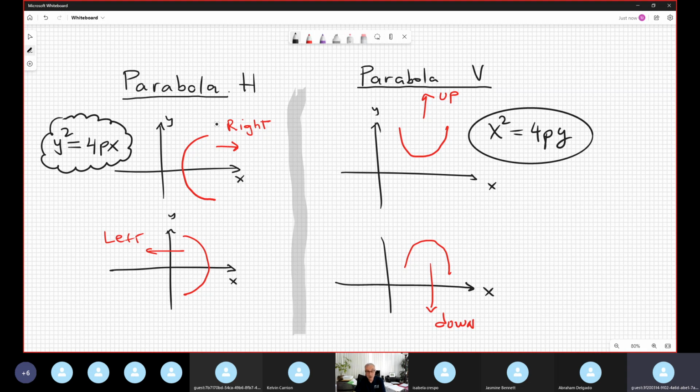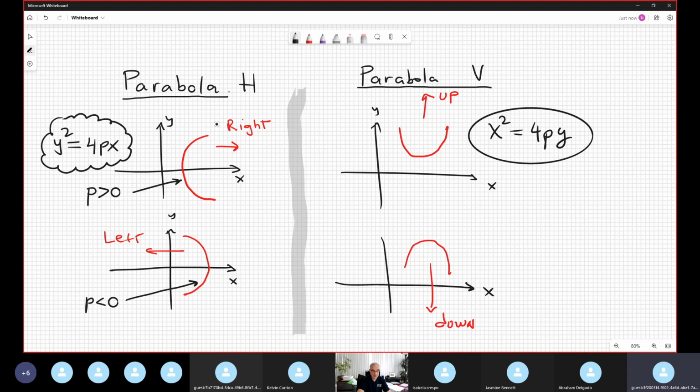How do you know in what direction it opens? Well, it opens in the direction defined by the parameter p. In the parabola, we have no a, b, c, only a p, only one. If p is a positive number, it is this kind. If p is negative, it is this kind. So you detect it: wow, it's horizontal, because y is a square and x, no.